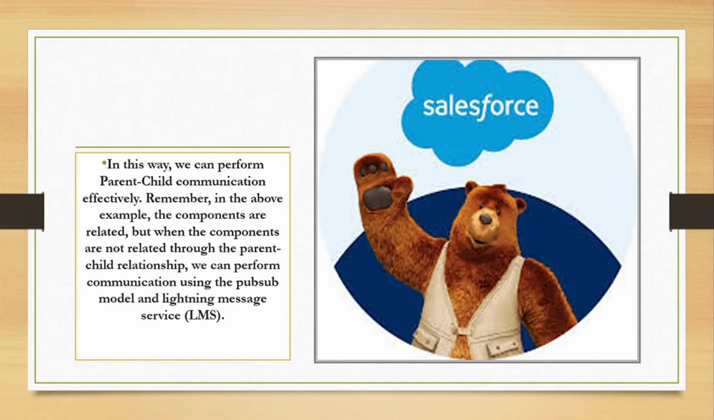So remember, in the above example the components are related. But when the components are not related through a parent-child relationship, that is, they are not in the hierarchy of a parent-child relationship, we can perform communication using the PubSub model or LMS, that is Lightning Message Service.